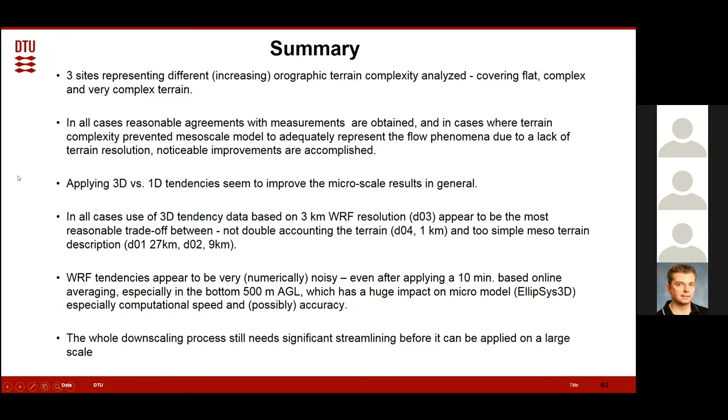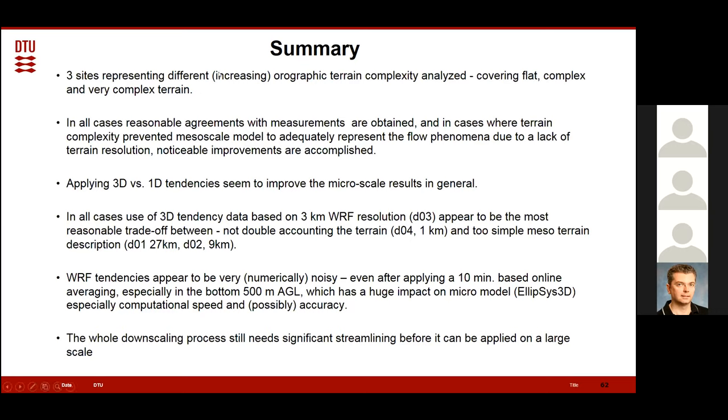So maybe I can just leave this summary up and you can continue with the program if I have exceeded the time, because I didn't really see how I was doing on the time here. Yeah, we're running a couple of minutes late, but if you want to add some comment, I think we are on time.